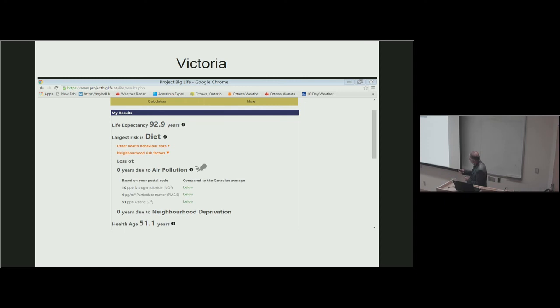So here's an indication. I did this for three different places in Canada. Victoria, on the west coast, and I took a location that was basically on a golf course. It says very low pollution levels, and that I have no loss in life expectancy living at a golf course in Victoria. If I go to Ottawa and put in my home address where I live, it says I have 0.7 years of loss of life expectancy because of the pollution in Ottawa. And if I go to Toronto and pretend that I'm living in a multi-million dollar condo next to the Gardiner Expressway, so I'm very wealthy and very well educated, but because I live next to a highway with a lot of traffic, I'm going to lose 1.6 years of life expectancy.